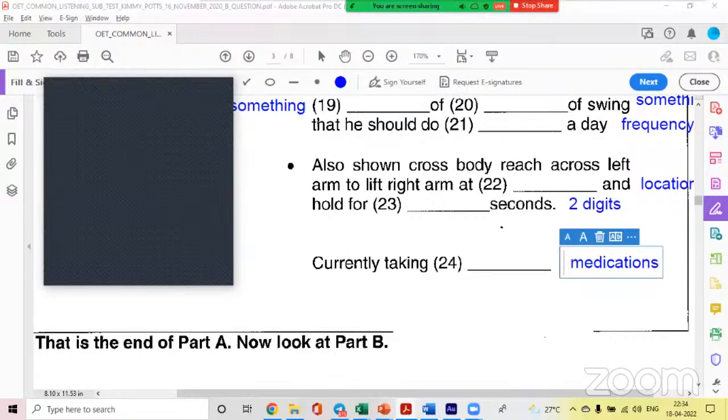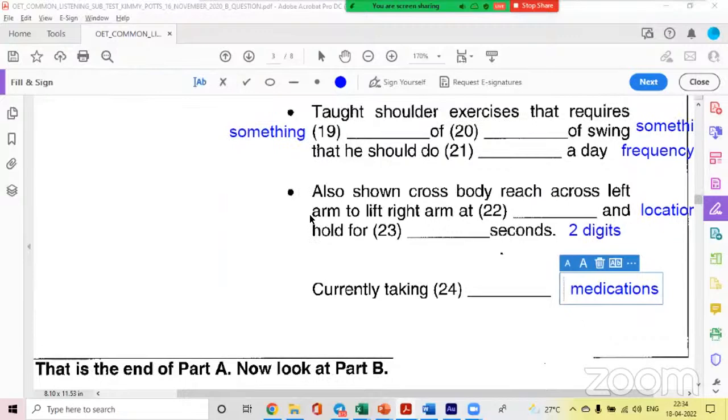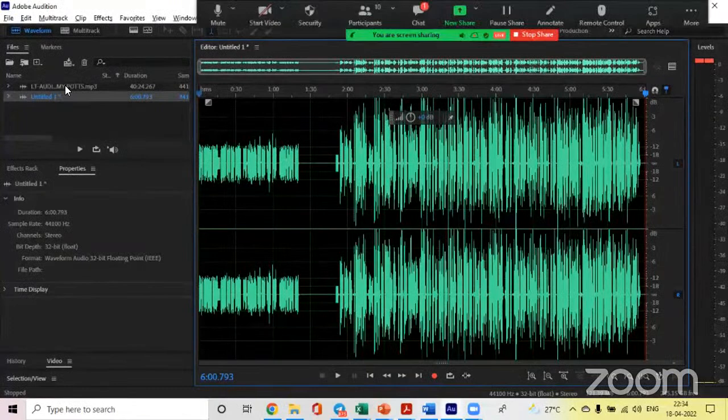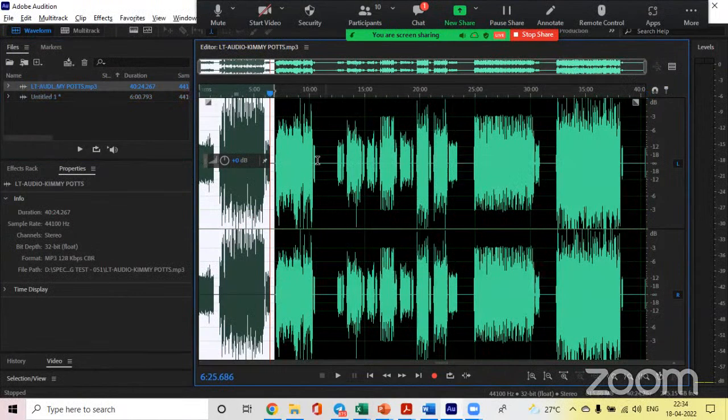024. Currently taking dash. Okay, this is first idea. I'll take the original one. Original one. From here to here.